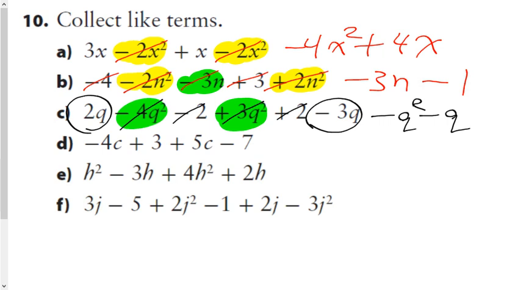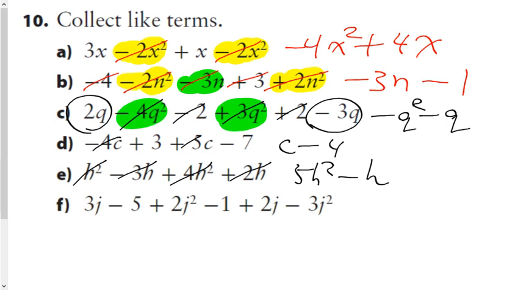Question B, I only have 2 types of terms. I have constants and I have c terms. I combine the first one, negative 4c and a positive 5c. So we make a c. 3 and a negative 7 will make a negative 4, so that makes c minus 4. H squared and 4h squared make 5h squared. Positive 2h and negative 3h make a negative 1h. It's simply negative h. The 1 is not necessary to write.